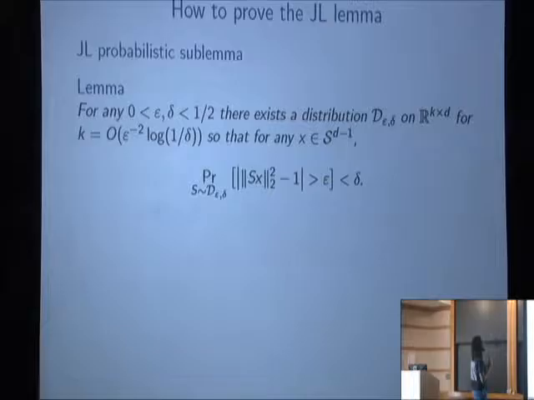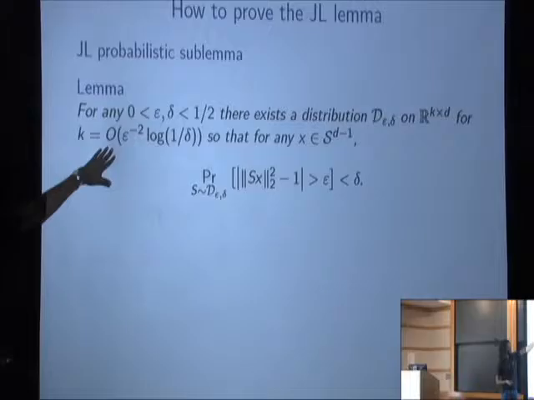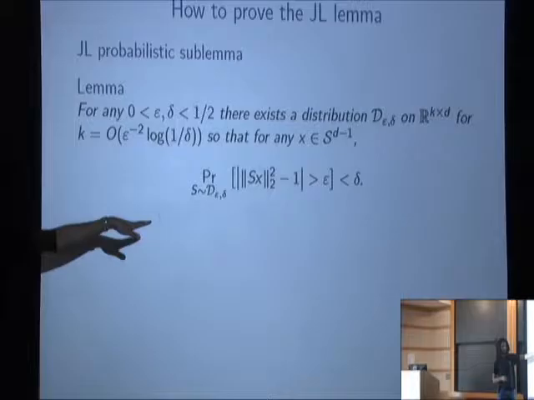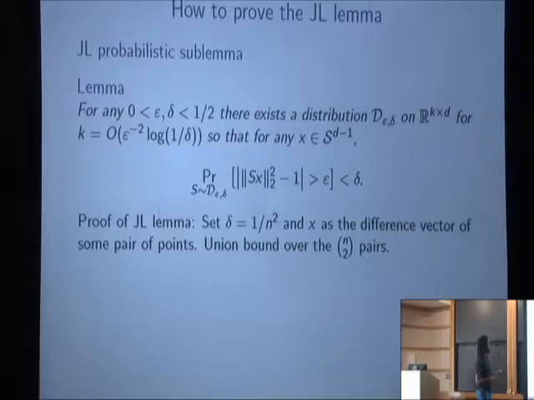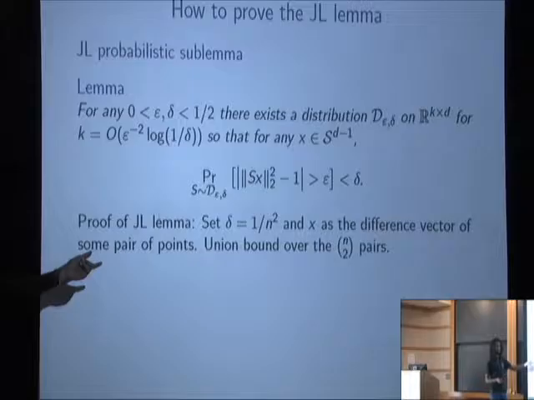So, how do you prove the JL lemma? There's this probabilistic sublemma, which says that if you give me epsilon and delta, some fractions, then there is a distribution mapping into this target dimension so that any vector of unit norm has its L2 norm preserved with probability 1 minus delta. Then you can prove the JL lemma using this probabilistic sublemma by setting delta to be 1 over n squared and then union bounding over all the pairwise difference vectors.